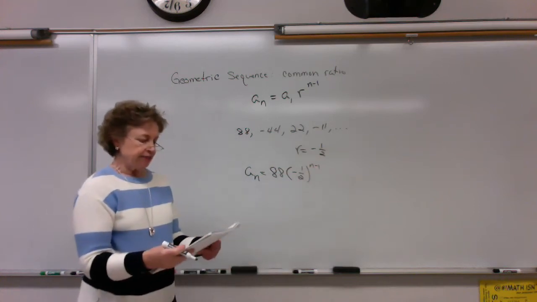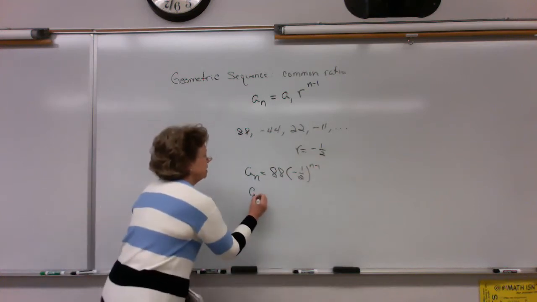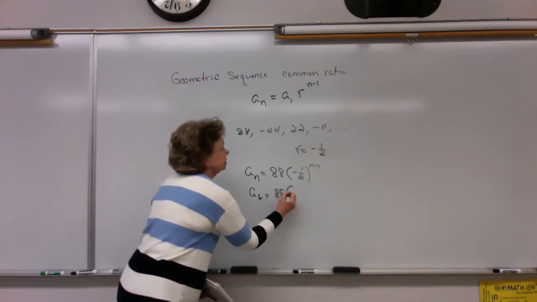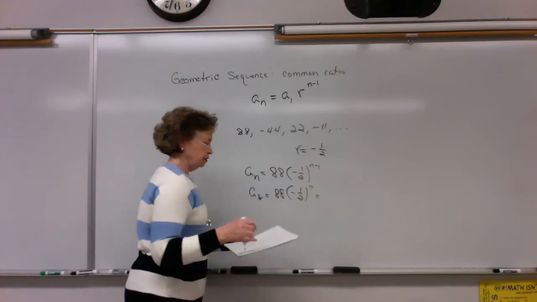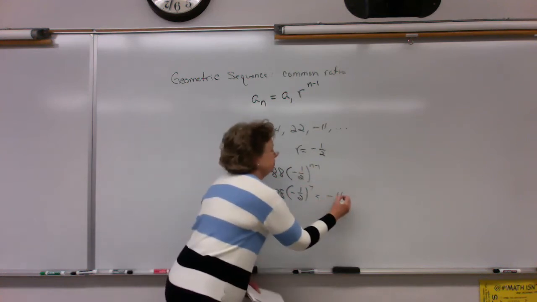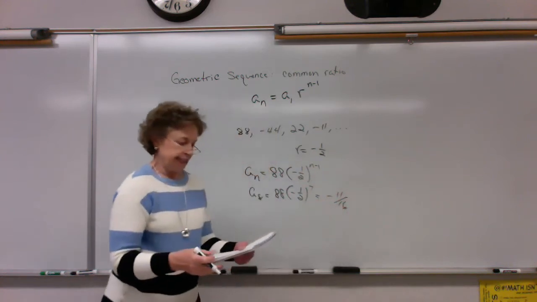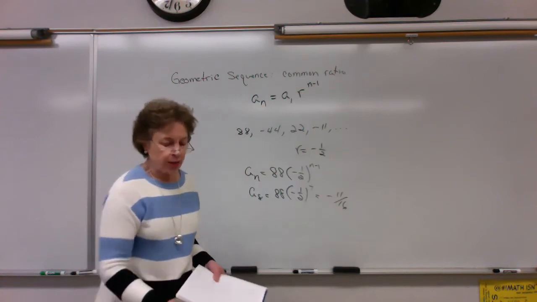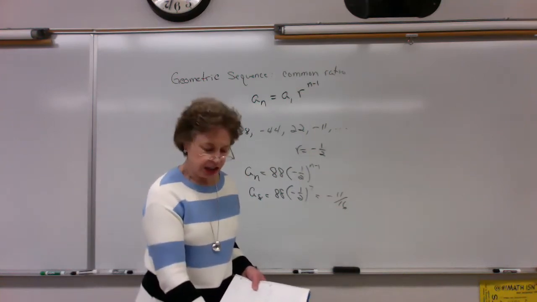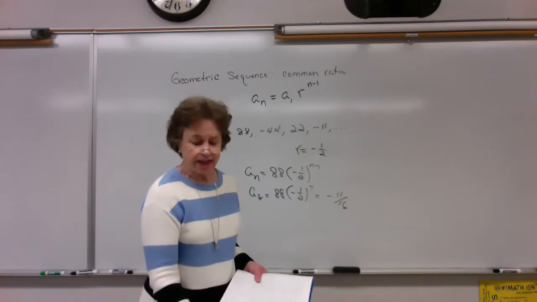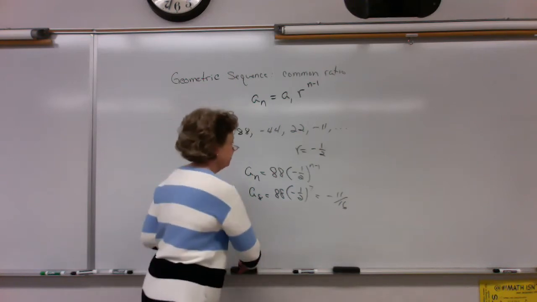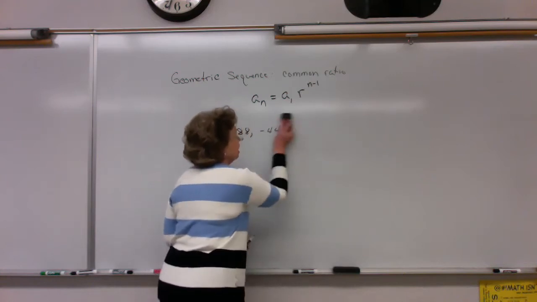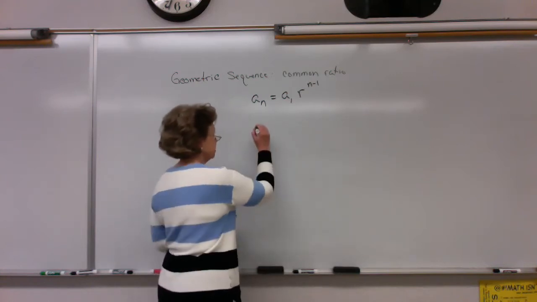And then they asked us to find the 8th term. So a sub 8 is 88 times negative 1/2 to the 8 minus 1, which is 7, which when you calculate is negative 11/16. Look at monitoring progress, which is in the middle of that page, page 427, and you are writing the nth term for 3, 5, 15, 75. You can pause here and do it.